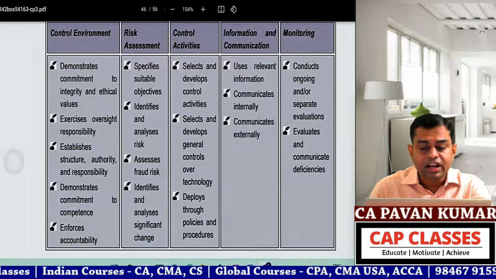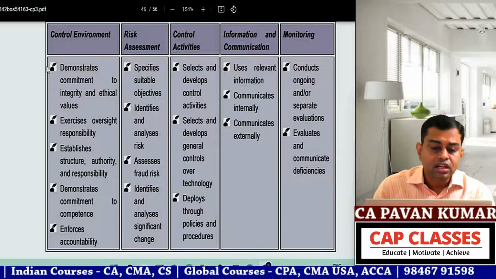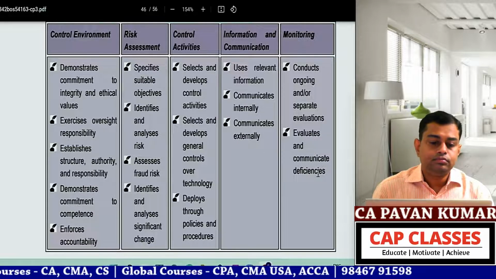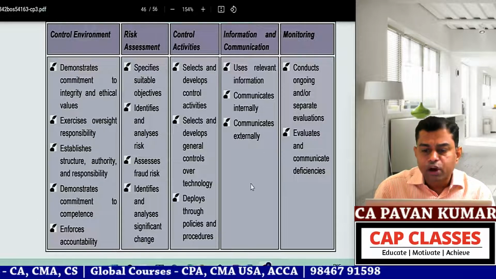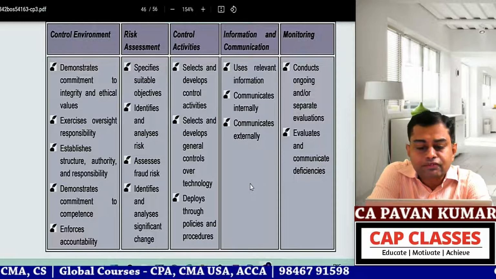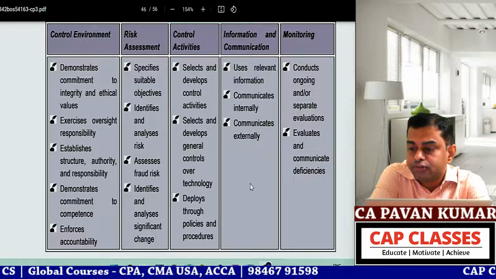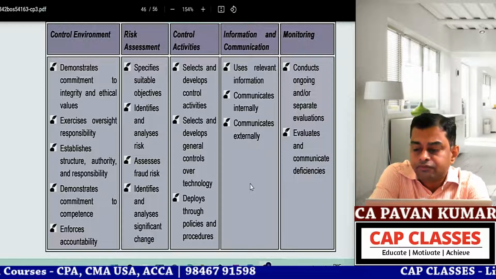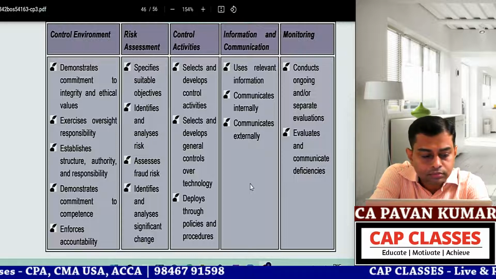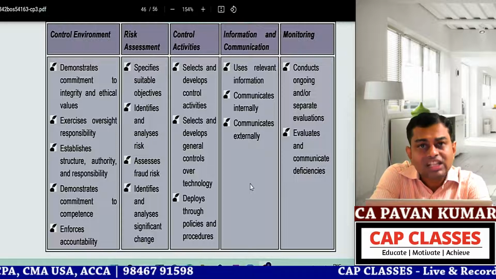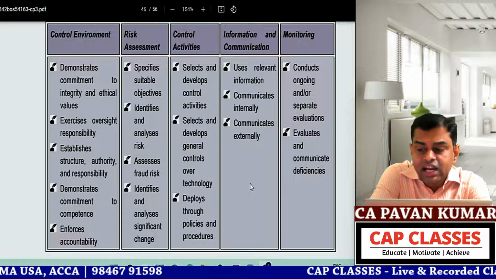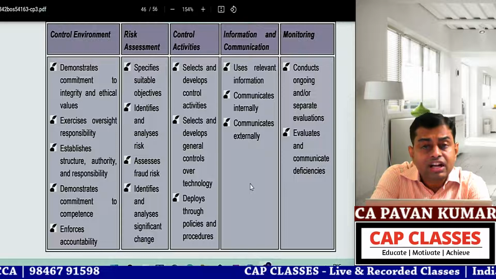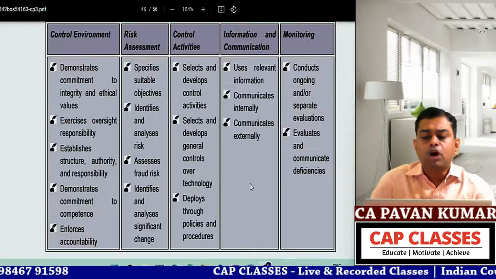So, under these 5, they have given some bullet points. Here, 5 bullet points, 4, 3, 3, 2. So, can you add the number of bullet points and tell me how many? Can you please confirm whether it is 17? Guys, all of you, can you count and confirm whether they are 17? Yes, there are 17. These are called the 17 principles of internal control. So what are those 17 principles?